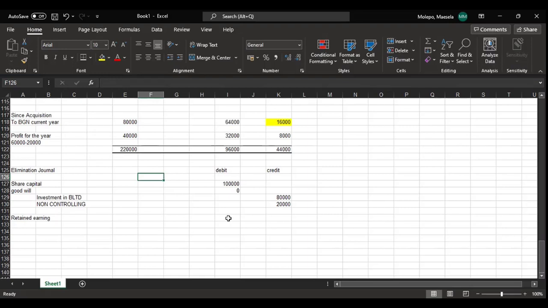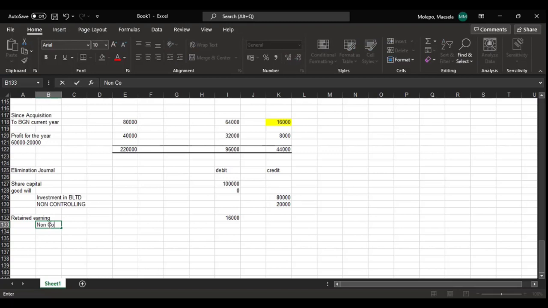So we're gonna put it here as 16,000. So it's being eliminated by the non-controlling interest. Non-controlling interest of 16.